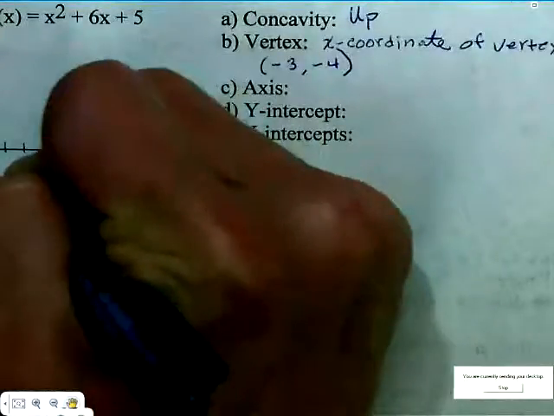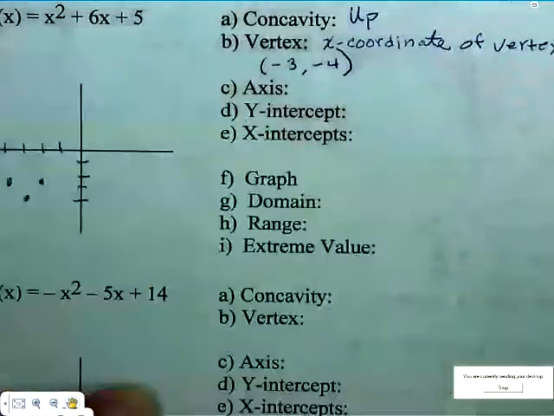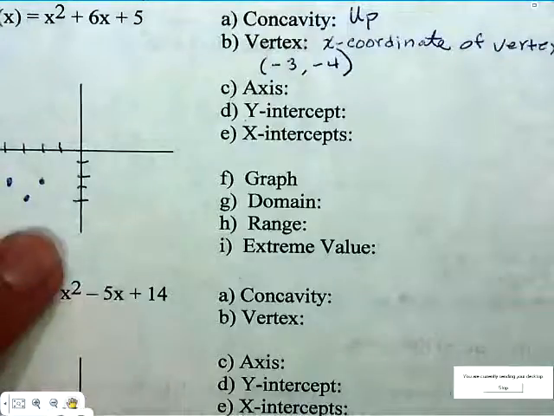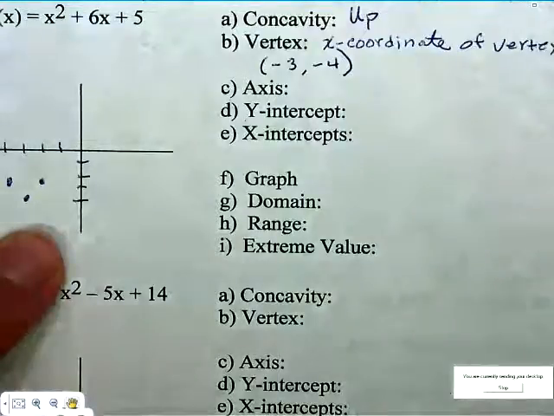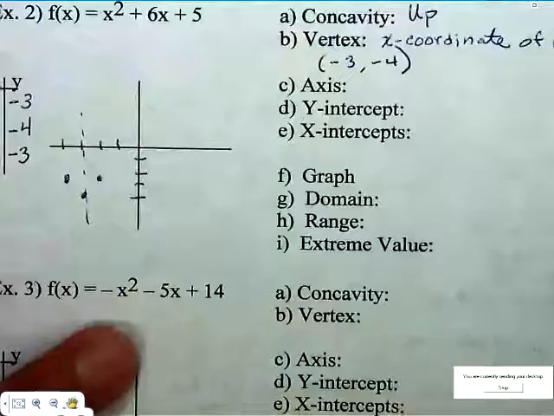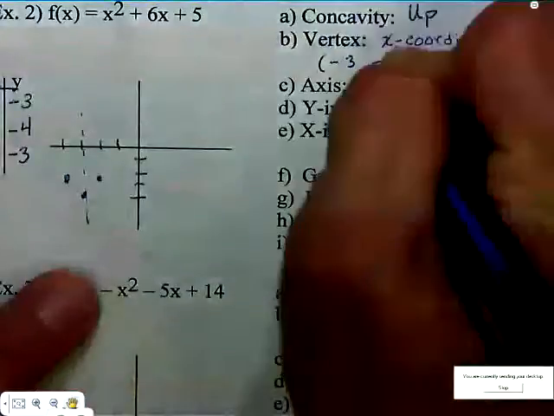If I did connect those, would I have a concave up parabola? Yes. So second thing has checked out. What's the axis of that parabola? The vertical line that goes through the vertex would be x equals negative 3. And again, give me an equation, not just a number.